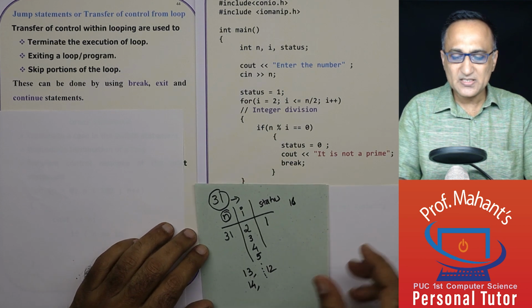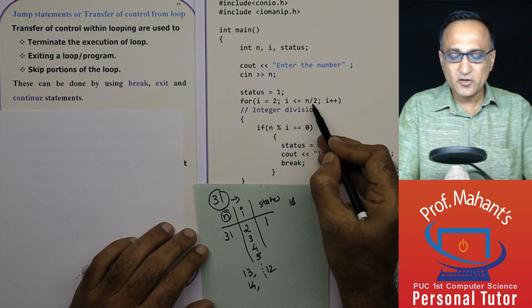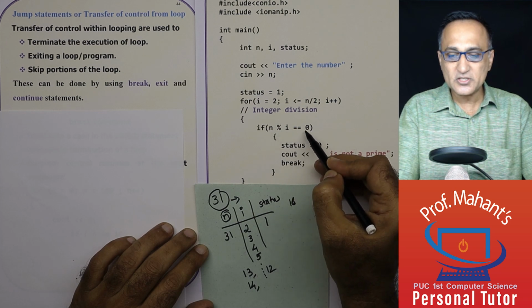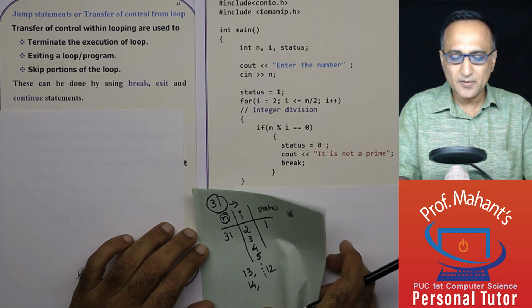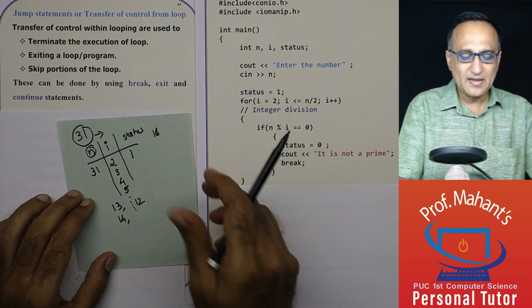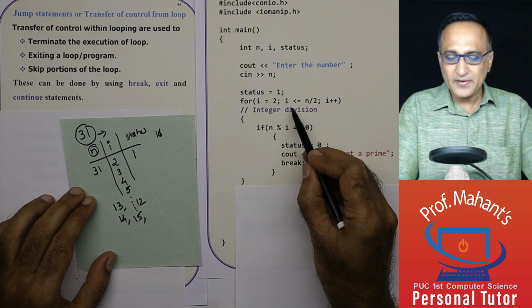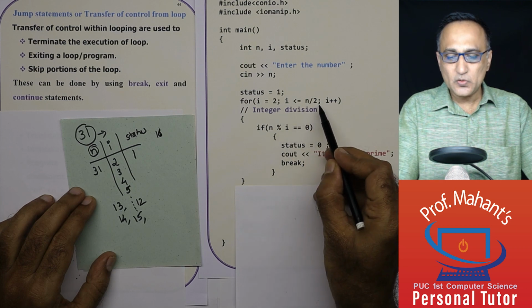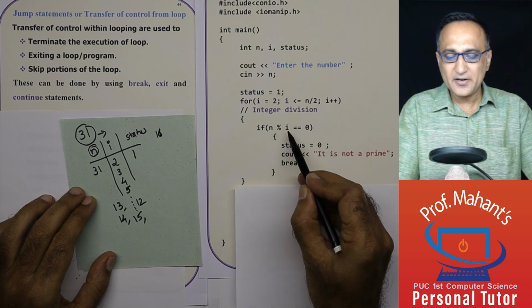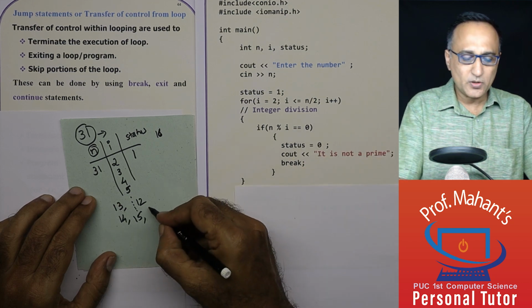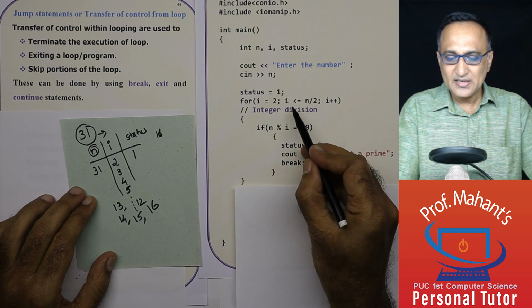Then what happens here is 14 is still less than or equal to 16. So 31 divided by 14, is it 0? Still false. So I'm going to come here. What is the next value of I? I is going to become equal to 15. 15 is still less than or equal to 16. 31 divided by 15, is it 0? It's still false. Now I make I equal to 16.